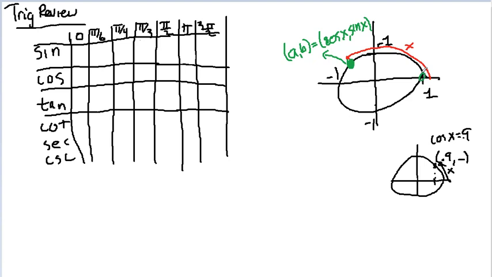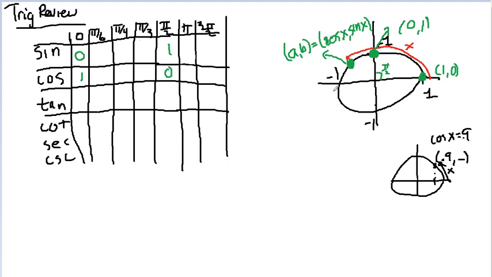Notice right here, this is the point 1, 0. So I've walked 0 units around the track. If I walk 0 units around the track, cosine's 1 and sine is 0. This point right here is also very easy, it's the point 0, 1. And so pi over 2 is the angle, and so sine of pi over 2 is 1 and cosine is 0.